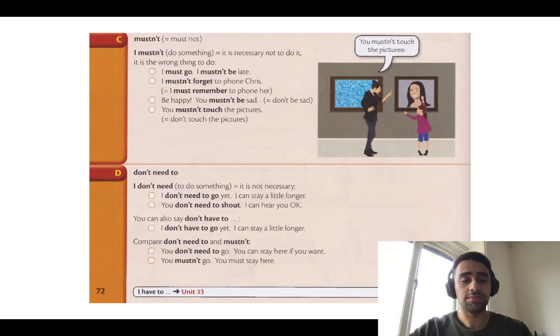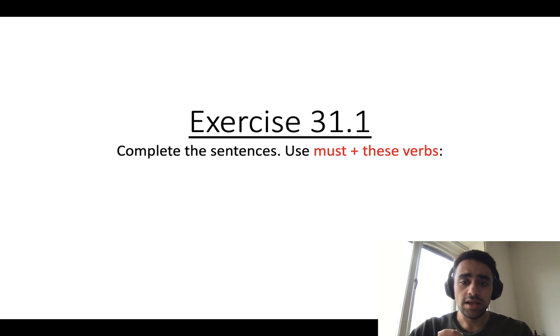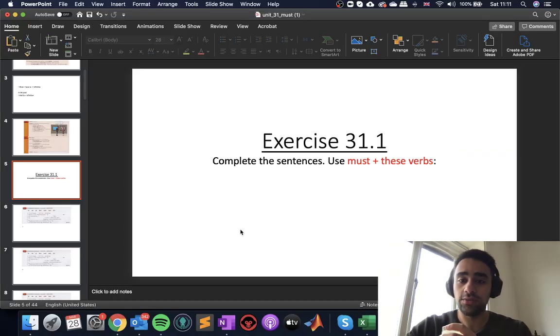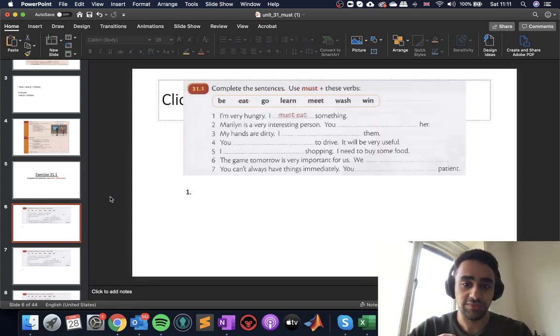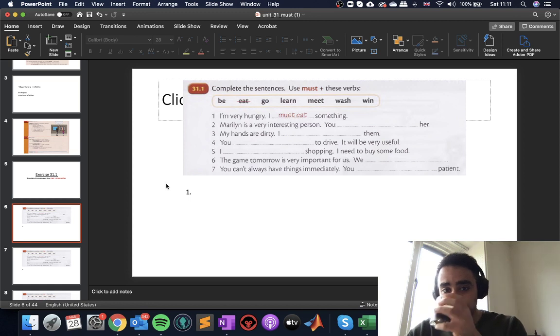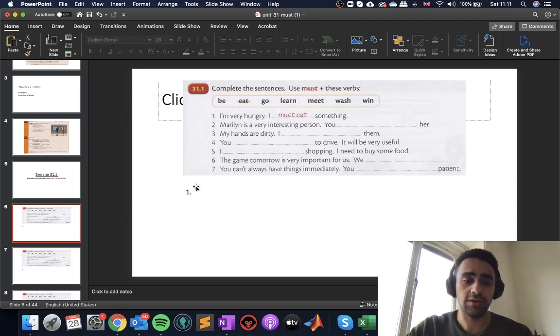So in Arabic it's a bit different than in English, and this is why I was a bit confused. But we will go through some exercises and hopefully it becomes clearer. So exercise 31.1, we complete the sentence and we have a list of verbs. We use must plus these verbs. It's a fairly straightforward exercise. So number one is already answered.